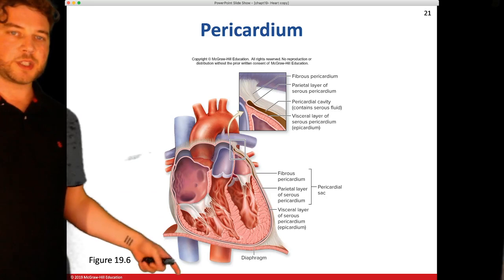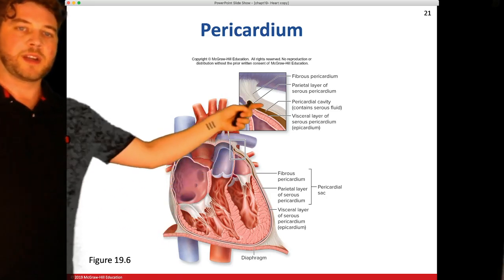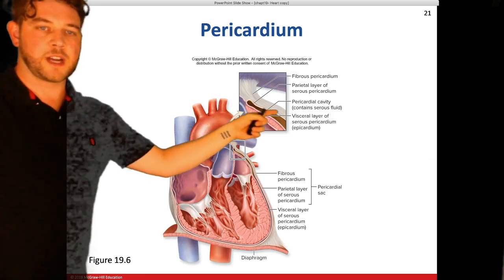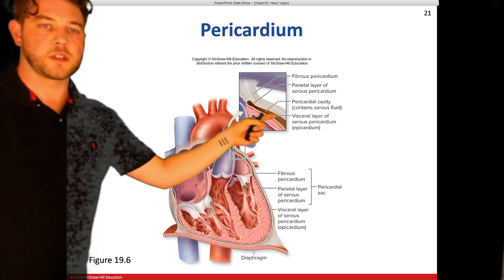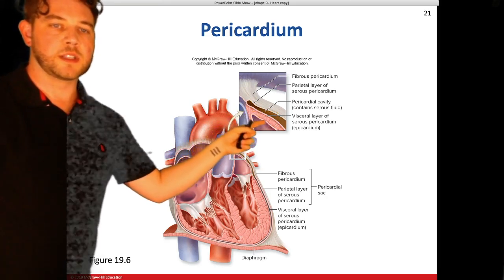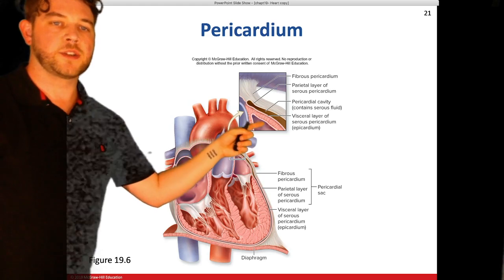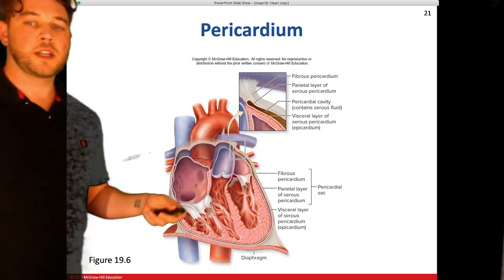Here you can see your pericardium. There we go. The pericardium wrapped around it. There's the fibrous portion, this space with serous fluid, and then you have that visceral layer attached to it. And then you can see just there is the myocardium, and then just lining that internal surface of the heart is the endocardium.